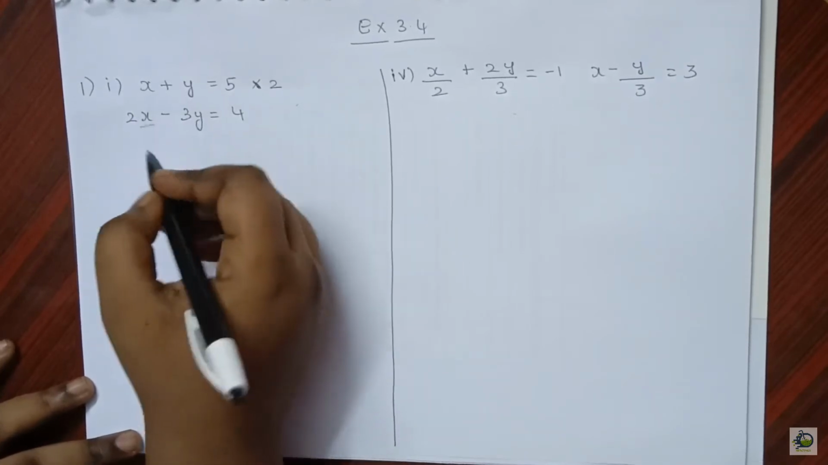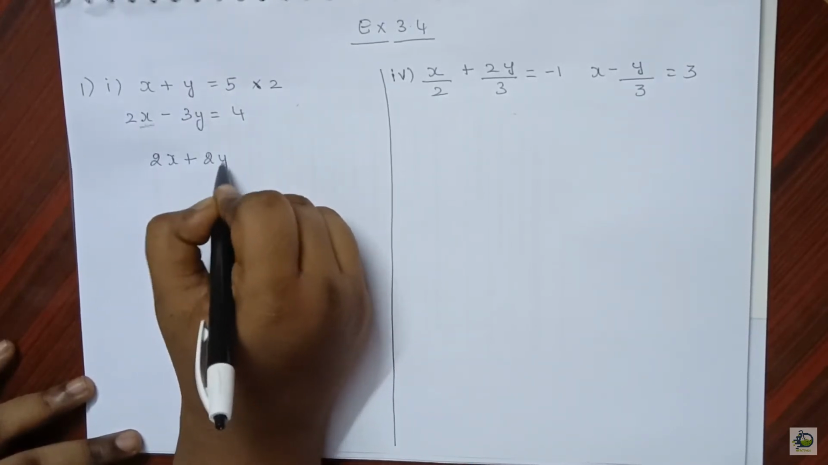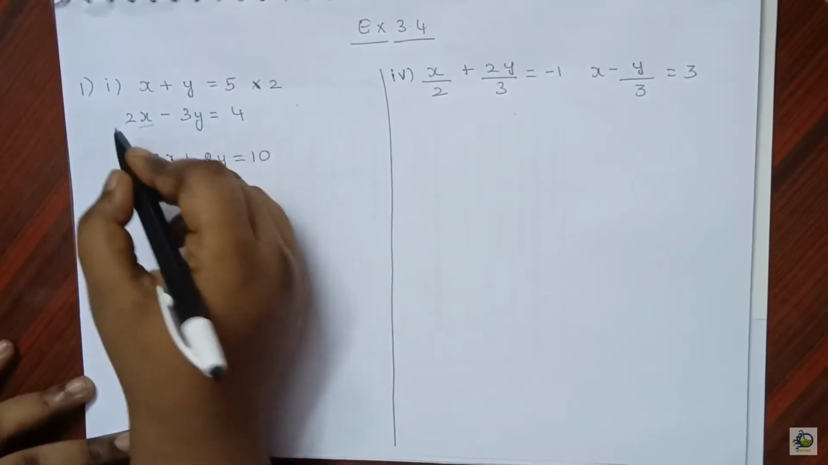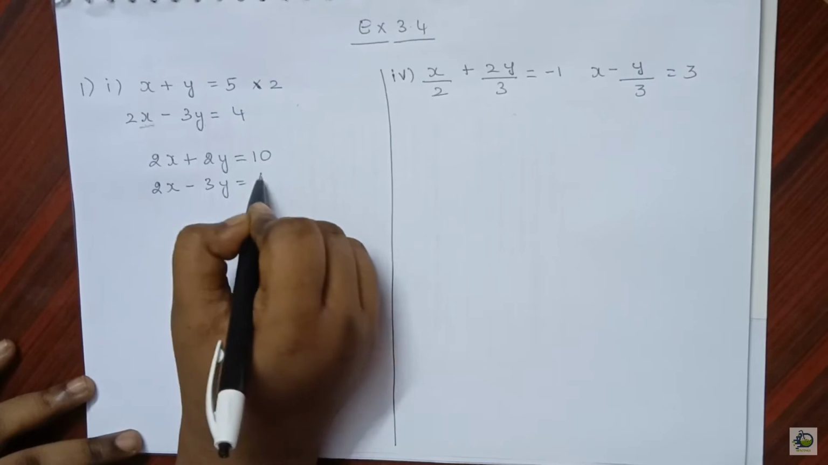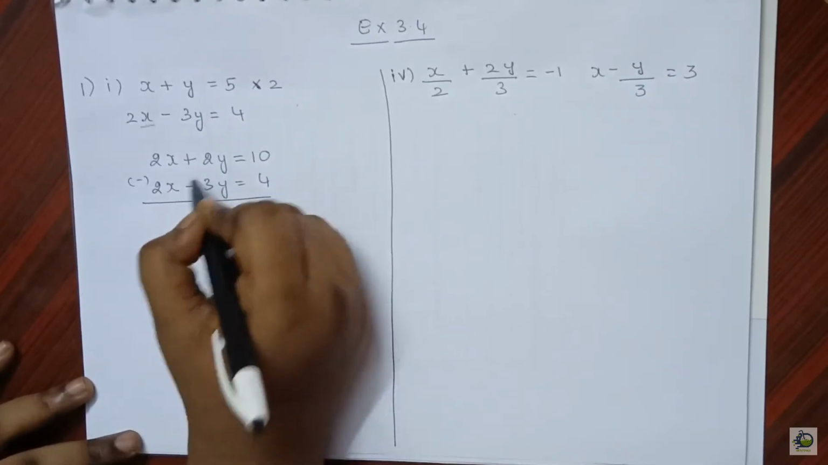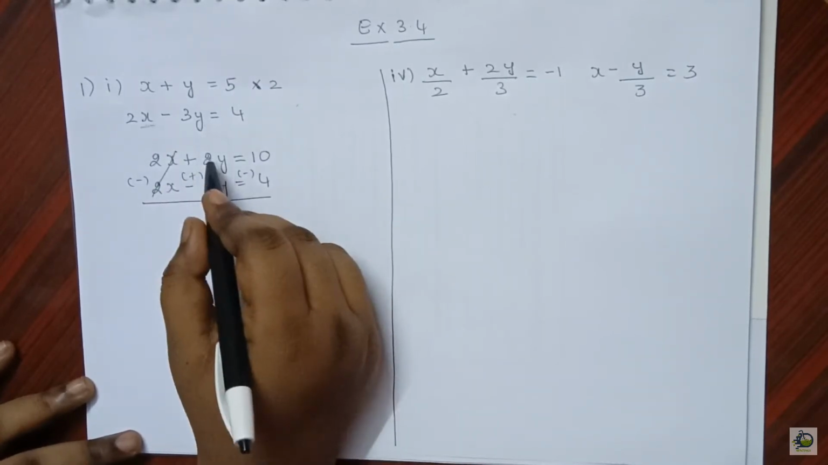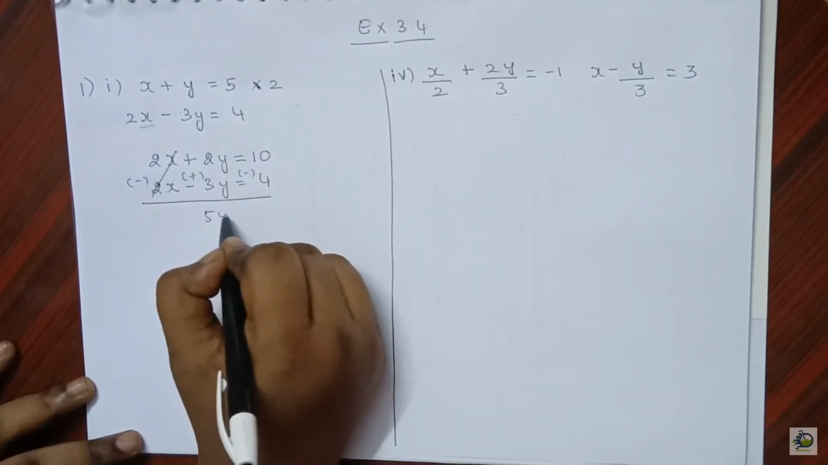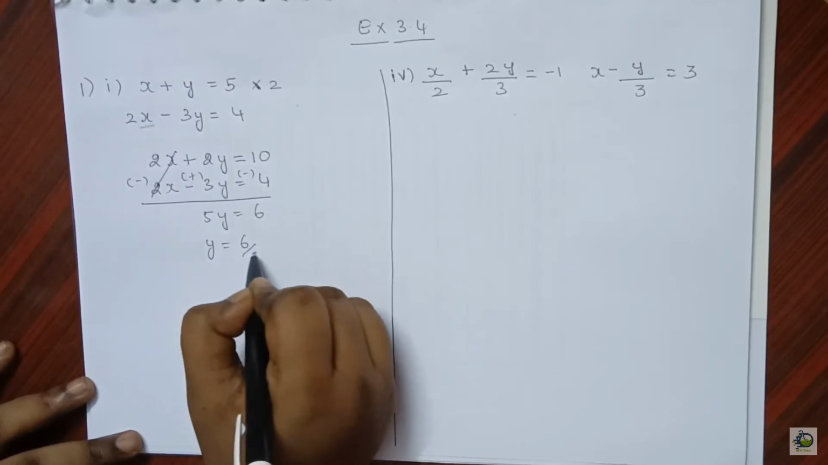So when I multiply this by 2, I am getting 2x plus 2y is equal to 10. Now I will be writing this equation as it is. So now what we have to do is subtract both these equations. So this becomes minus, plus and minus. So 2x gets cancelled. 2 plus 3 is 5y, which is equal to 6. So therefore y is equal to 6 by 5.